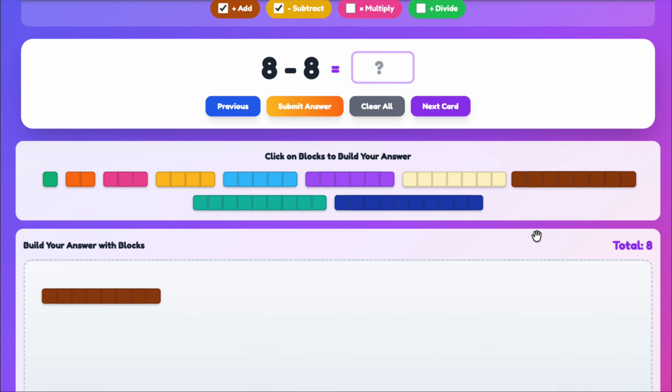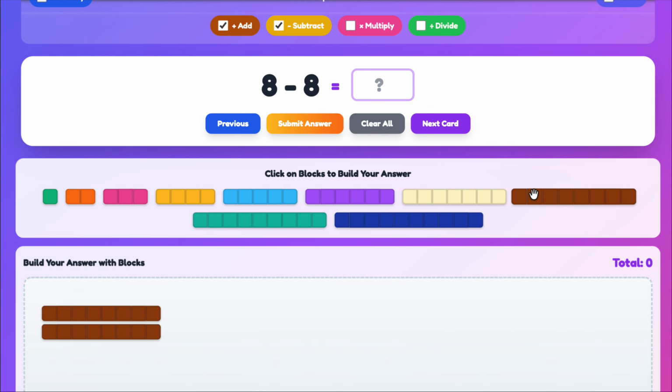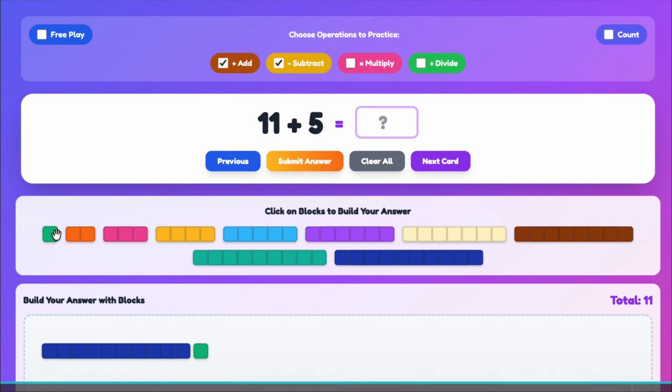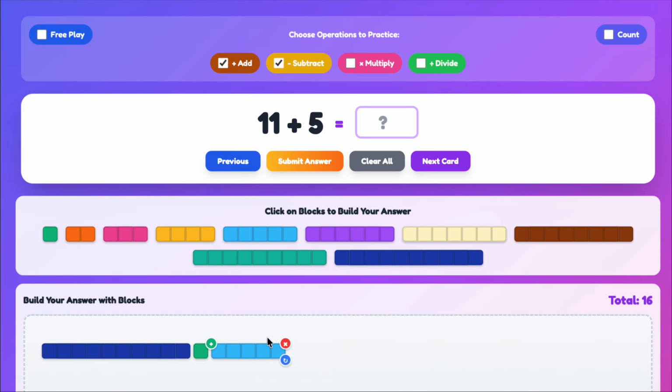Maybe we want addition and subtraction. 8 take away 8. Well, we can either put an 8 under there to see the difference between 8 and 8, which is nothing. Or we could put, let's just clear it all, and put an 8 on and say, well, we're going to take away 8. So take away 8. You still have nothing. 11 plus 5 would be 16. If you want, you can replace this. Oh, sorry, I added another one. You can replace this 1 and this 5 with a 6 because that's the same.